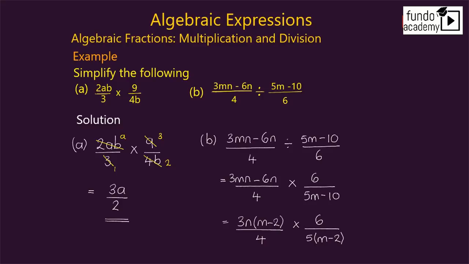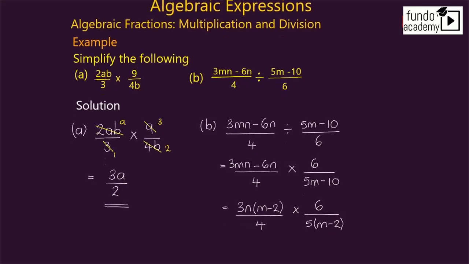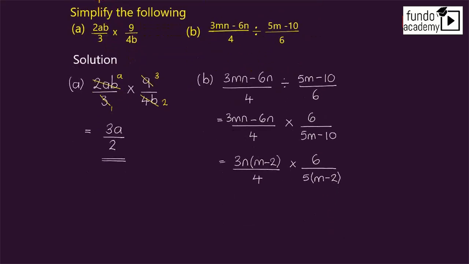Alright, so now let's just have a little bit of space right here. Now we can look for the common factors. For 4 and 6 they have a highest common factor of 2. So why don't we divide 2 into 4 and into 6? What do we get right there? If we divide 2 into 4 we get 2, and 2 into 6 we get 3.